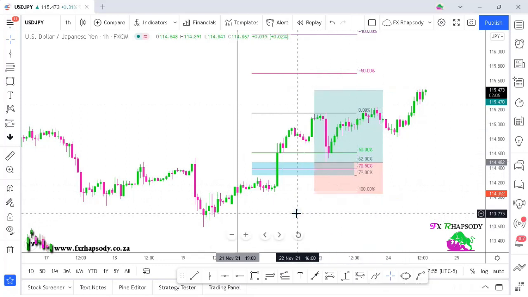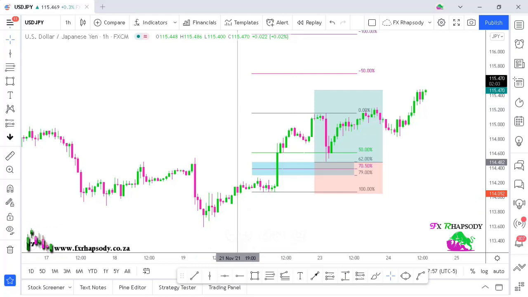3 rules, guys. 3 rules. That's all it takes. Break of structure. So identify that structure. It needs to break it. You pull out your Fibonacci and you wait for retracement. Wait for retracement. Be patient. That's all it needs to be.